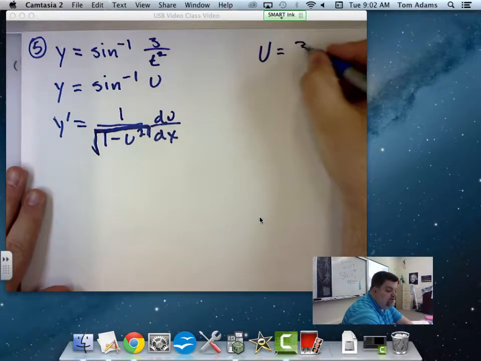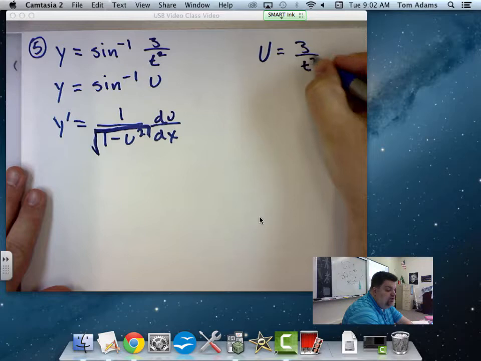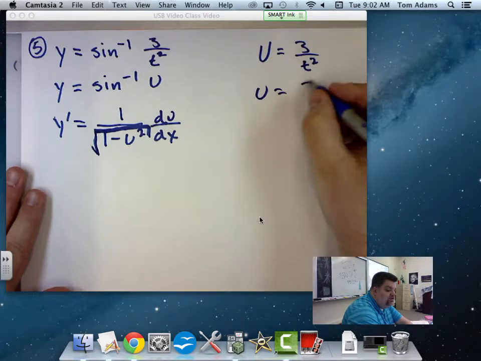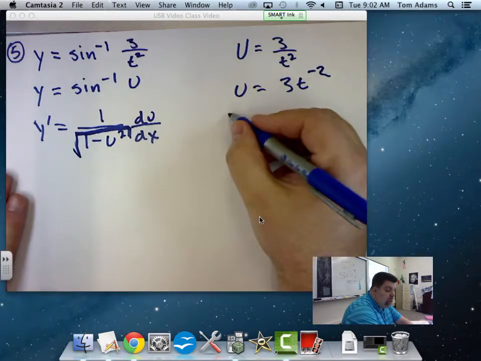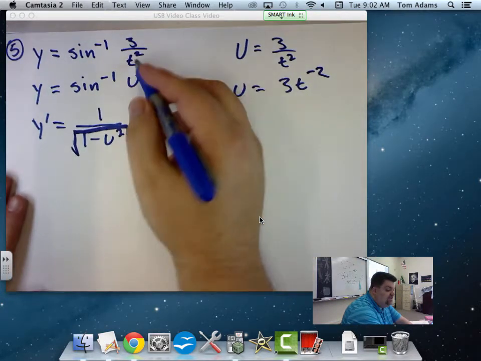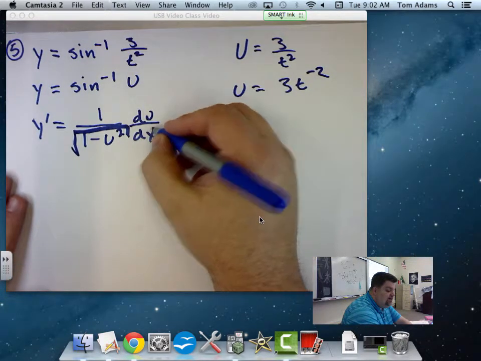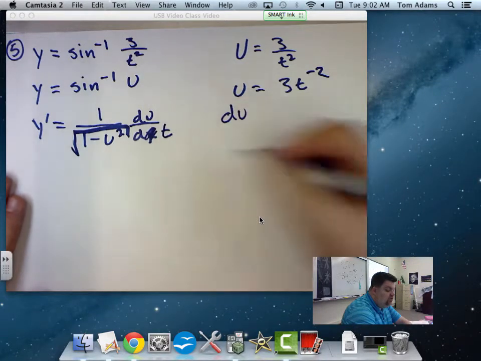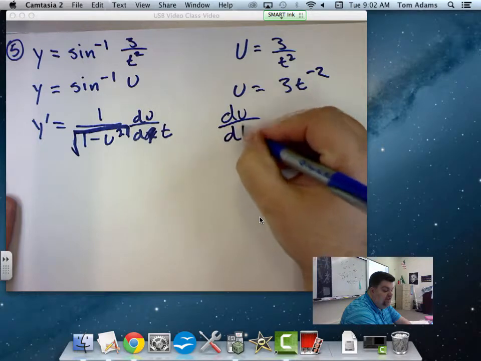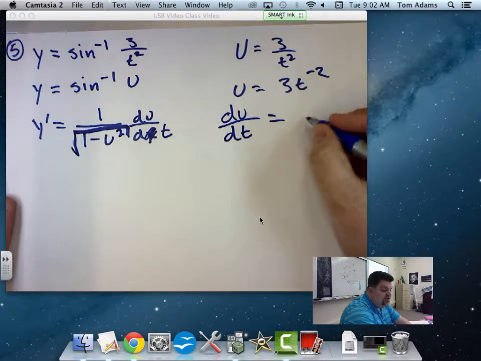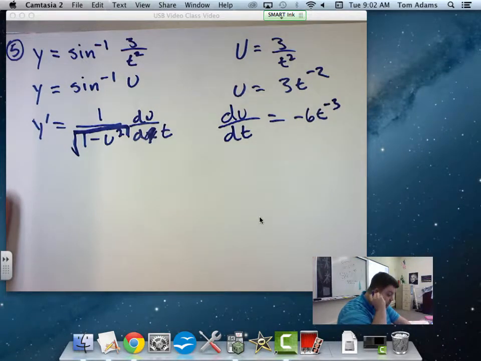u is 3 over t squared, but Mr. Adams will make it easier for himself and say 3t to the negative 2. So then when I go du, and it's dt, not dx. So I suppose if I want to be all fancy, I got to do du dt. So du dt then is equal to negative 6t to the negative 3. Is that right?